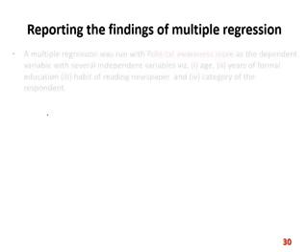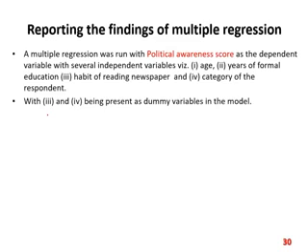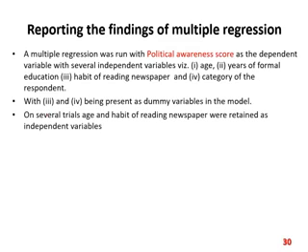Let us have it here. For this same regression which I have done, I have found that the second one is best. Let us report it. So we are putting it like this: political awareness score as the dependent variable. A multiple regression is run with several variables like age, years of formal education, habit of reading newspaper, and category of the respondent, with categories 3 and 4 present in the system as dummy variables. Over several trials, age and habit of reading newspaper were retained as the independent variables. Other independent variables were cancelled.